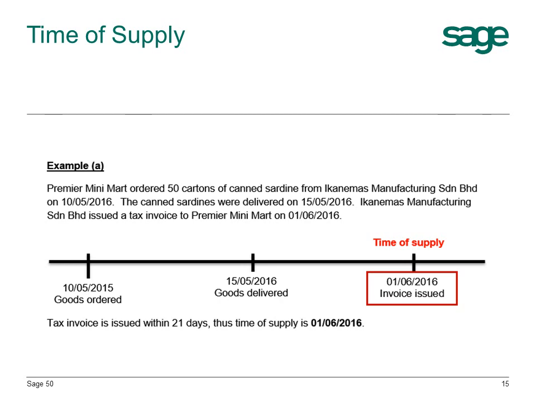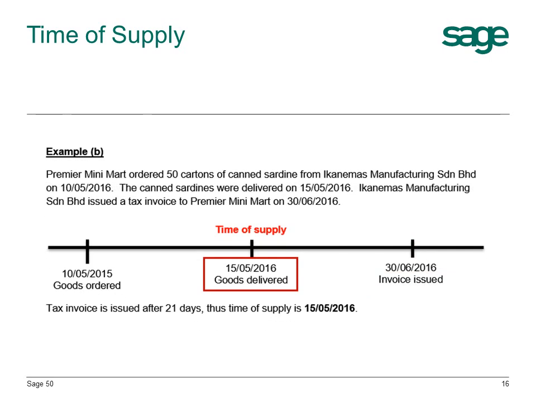In this example shown, the tax invoice was issued 16 days after the goods have been delivered. Thus, the time of supply will be 1st of June 2016. In this second example, the tax invoice was issued 45 days after the goods have been delivered. Thus, the time of supply will move back to 15th of May 2016, where GST has to be accounted in the GST 03 return for that particular taxable period.